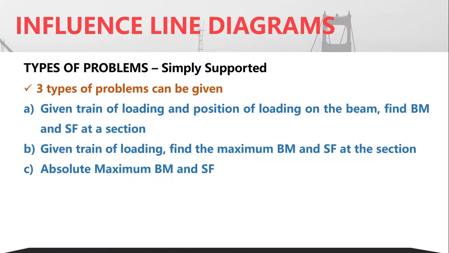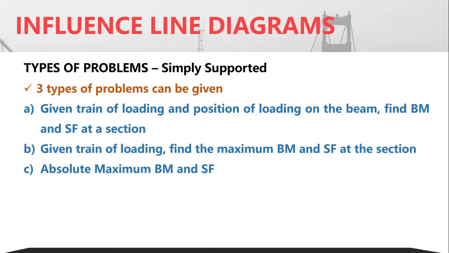So in an examination, you may have three types of problems. In the first case, the train of loading, the different point loads, and the corresponding position of loading will be mentioned, and you will be asked to find the bending moment and shear force at a section. The second type is where only the train of loading is given, and you will have to find the maximum bending moment and shear force at a section. The position will not be given.